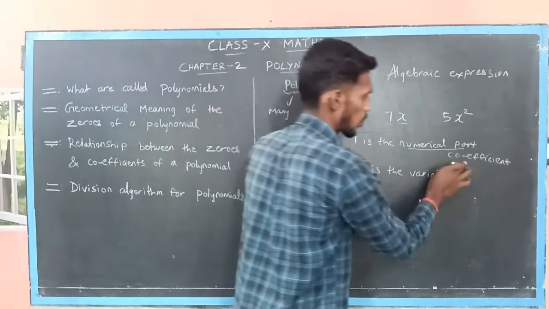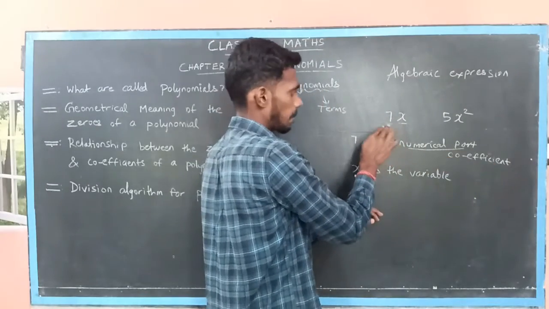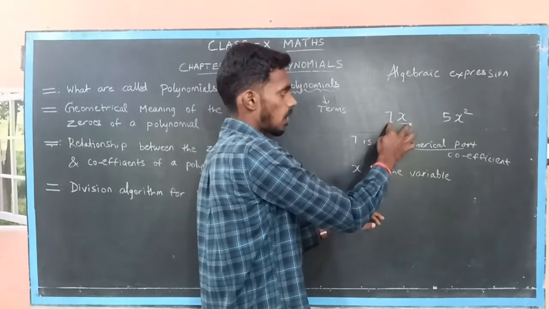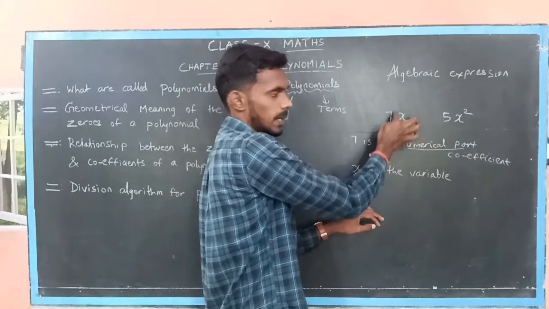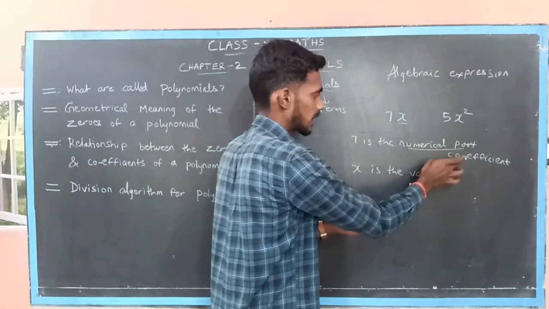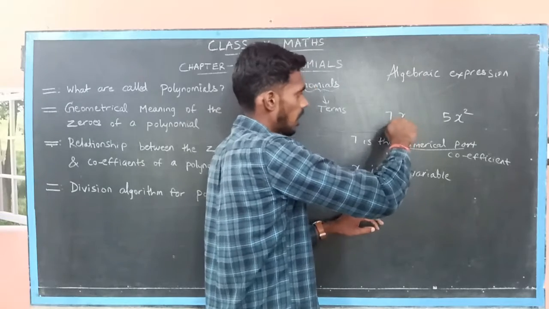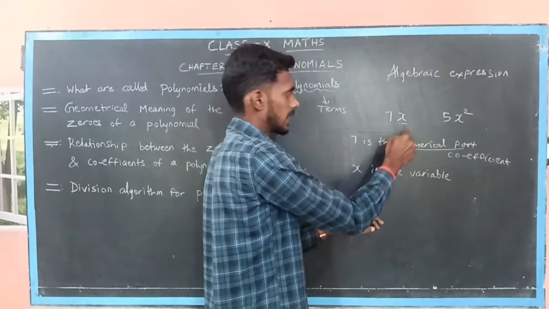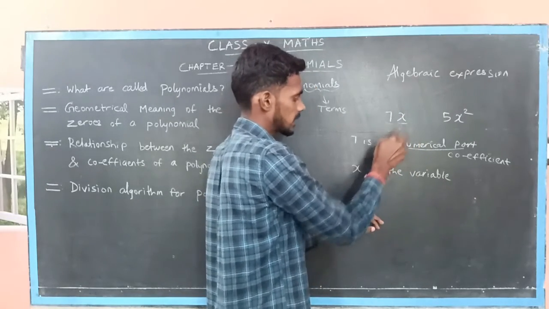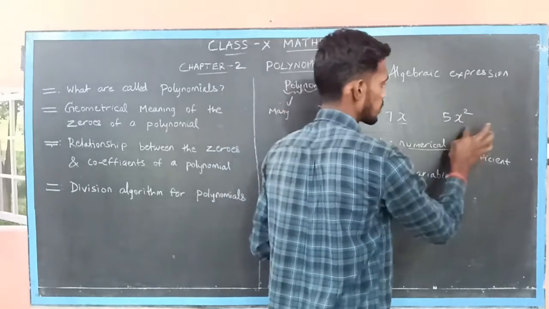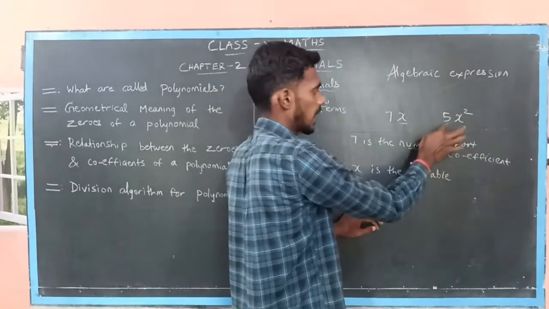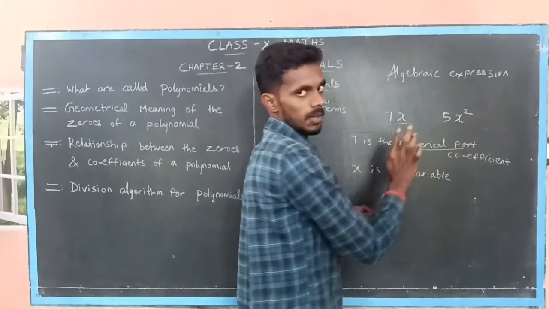Otherwise, the coefficient is the number which is written in product form along with the variable. Here 7 is the coefficient and x is the variable. In this term 5 is the coefficient and x square is the variable.